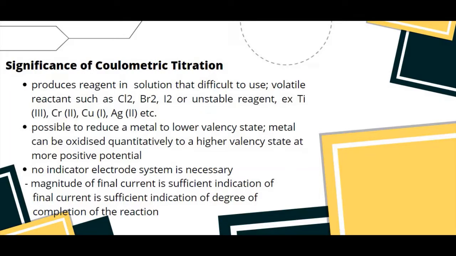The significance of coulometric titration. Coulometric titration produces reagent in solution that are difficult to use, especially volatile reactants such as chlorine, bromine, iodine, or other unstable reagents. Example: titanium, chromium, copper, silver, etc. It is possible to reduce a metal to a lower valency state. The metal can be oxidized quantitatively to a higher valency state at more positive potential.